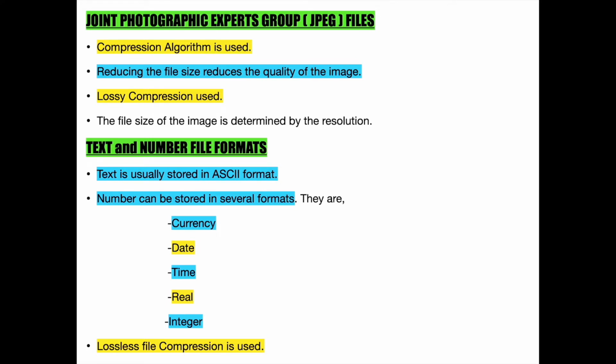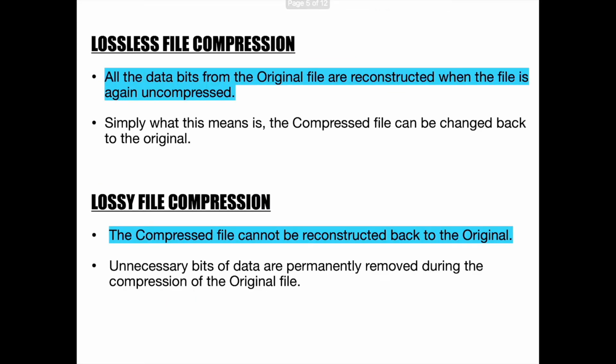Now let us talk about the two different types of file compressions. The first file compression is the lossless file compression. In this compression, all the data bits from the original file are reconstructed when the file is uncompressed again. Simply what this means is that the compressed file can be changed back to the original. The next file compression is the lossy file compression. In this compression, the compressed file cannot be reconstructed back to the original. Unnecessary bits of data are permanently removed during the compression of the original file. Well, this is a brief description about these two types of file compressions.